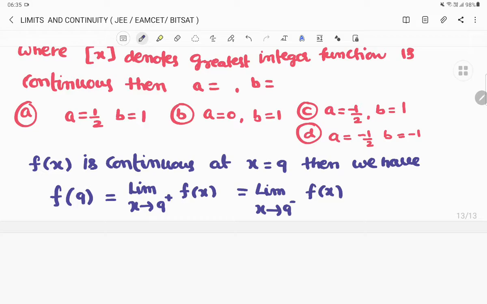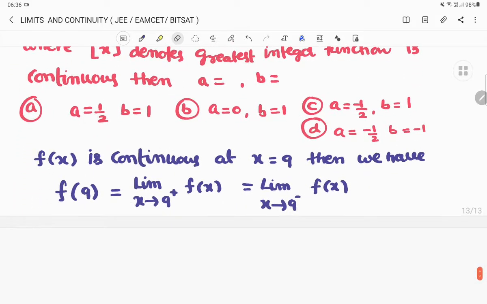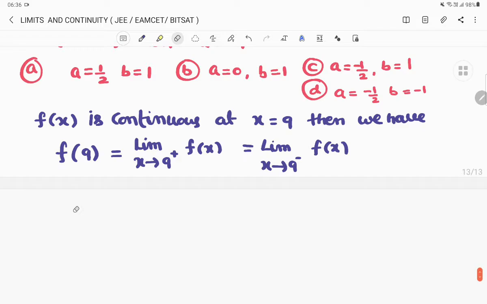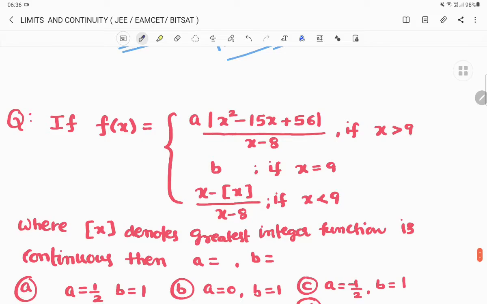So f of 9 meaning is what? At x is equal to 9, the function value is b. Once again I will repeat, at x is equal to 9, f of x value is b. So f of 9 value is b, which is equal to limit x tends to 9 plus. x is greater than 9 means x tends to 9 plus.